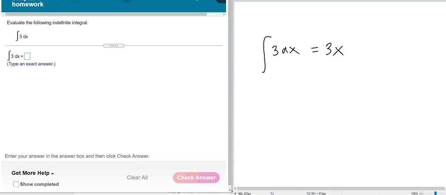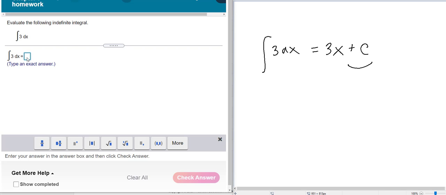you get 3. Now the problem here is that there could have also been a constant that we took the derivative of and got 0, and there's no way without further information that we can find what that constant is. So what we do temporarily until we know more information later is we just say plus c. So this would be 3x plus c.